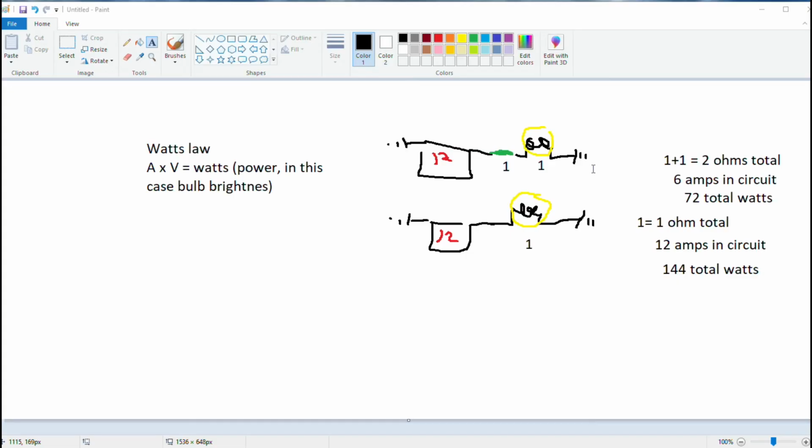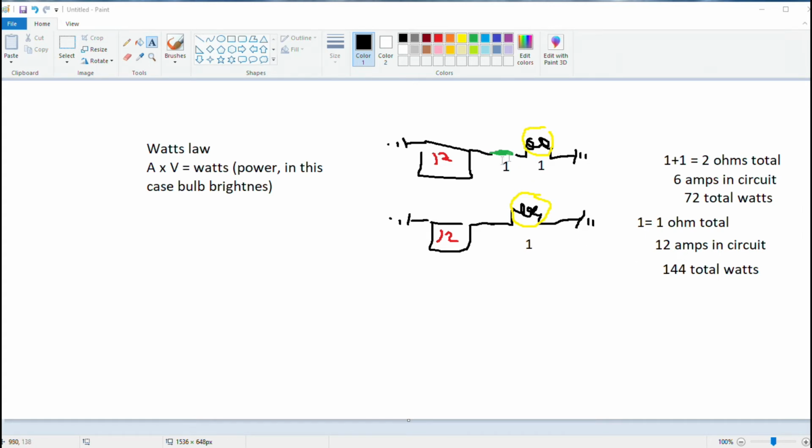So back to that drawing. I have now redrawn our 2 circuits from before that I've shown in real life, and now we're back in MS Paint. As I was saying, Watt's law: amps times volts equals watts. Power, in this case, bulb brightness. With that first example, with just the 1 bulb straight through, 1 ohm total circuit, referring to Ohm's law, 12 volts divided by 1 ohm equals 12 amps. Now referring to Watt's law, amps times volts equals power. So 12 times 12 is 144, right? That's why we got such a bright bulb in that first one.